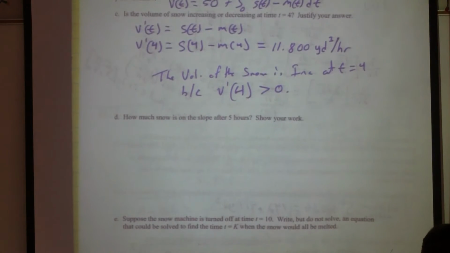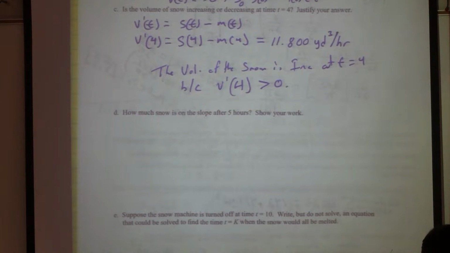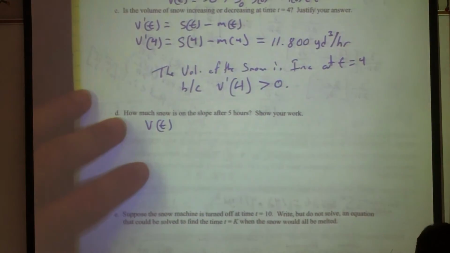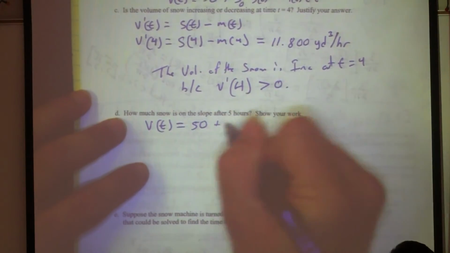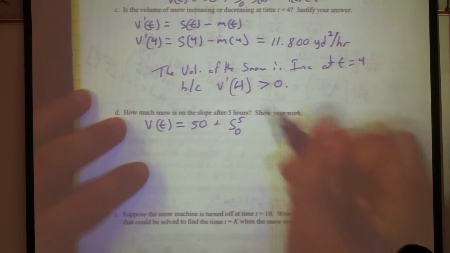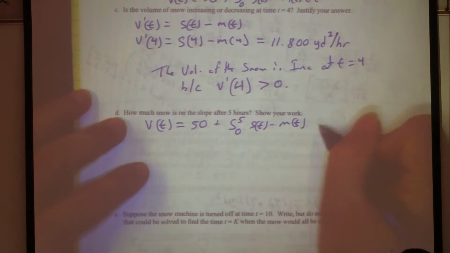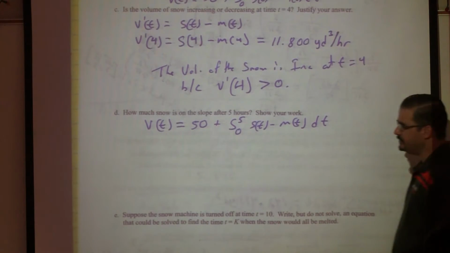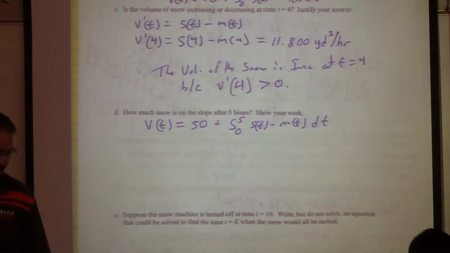Part D, how much snow is on the slope after 5 hours? What would we have to use to figure that one out? The one that we came up with, right? For the total amount of snow on the slope at any moment in time. So that would be 50 plus the integral from 0 to 5 of s of t minus m of t. And that's my show work, okay? The setup is my show work.